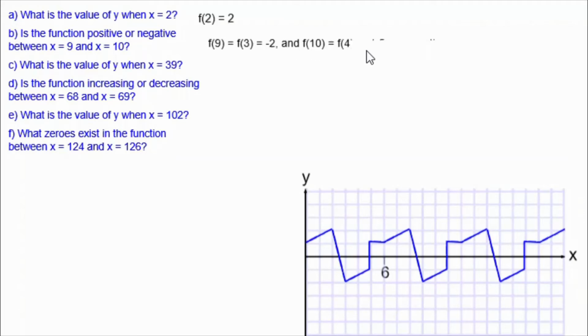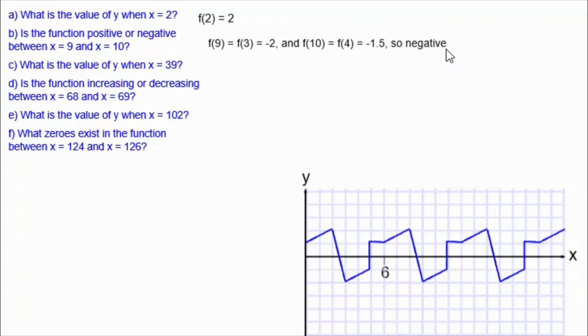But I choose to use function notation. f of 9 is the same as f of 3, which is negative 2, and f of 10 is the same as f of 4, which is negative 1.5. The whole region between f of 9 and f of 10 is negative, so therefore the function is negative in that interval.